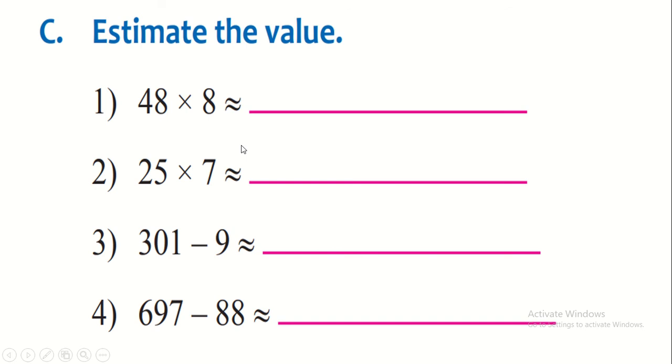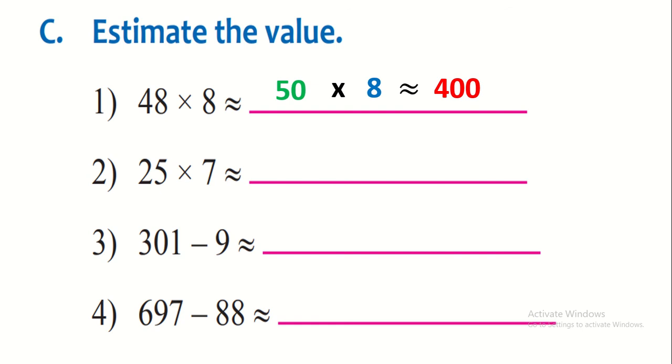Okay, first number 1. 48 times 8. 48, you round the number. The nearest 10 is 50. Okay, 50, the nearest 10 is 50. And then times 8. 50 times 8, the answer is 400. Okay, approximately.